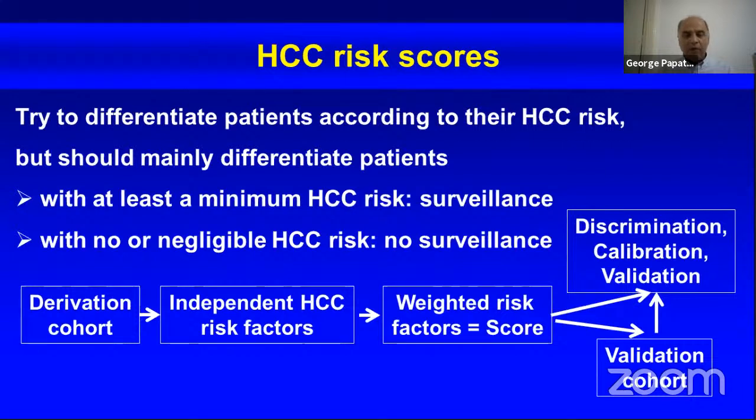And how are they developed? We start with a derivation cohort, a cohort of patients that fulfills some criteria. In that cohort, we identify independent ACC risk factors. Then we develop the scores using weighted risk factors. Then the score undergoes discrimination, calibration, and validation analysis, and ideally, it should also be tested in an independent validation cohort.